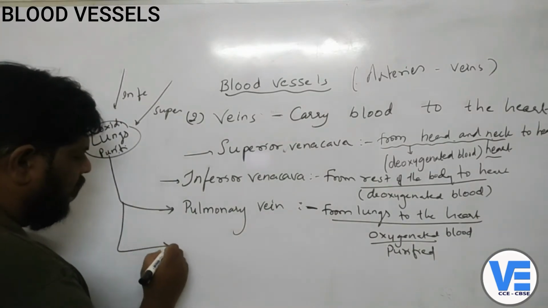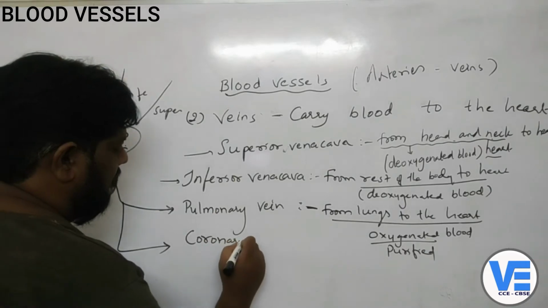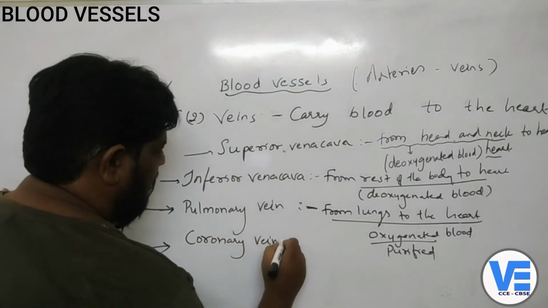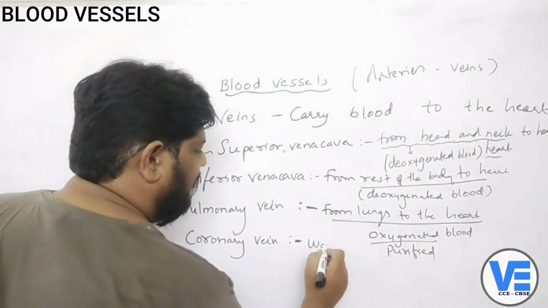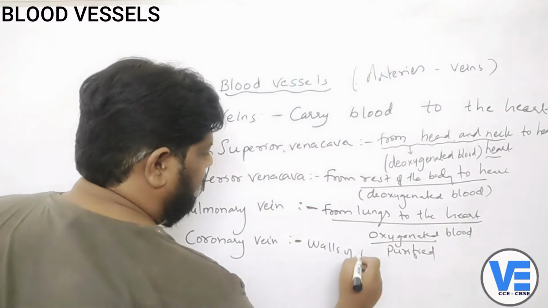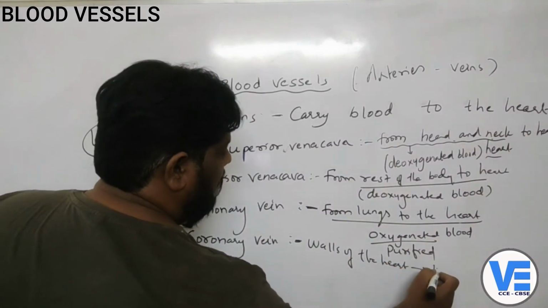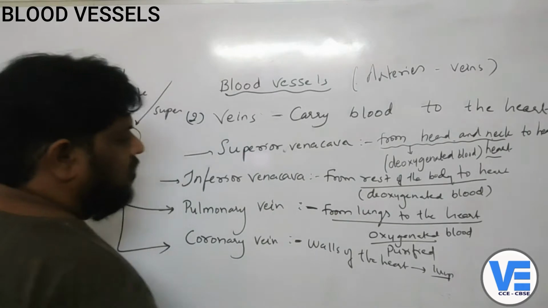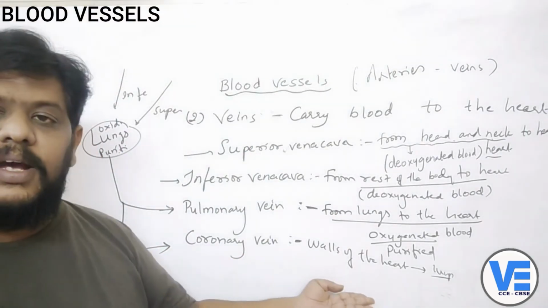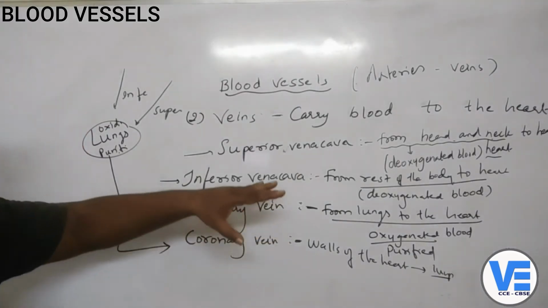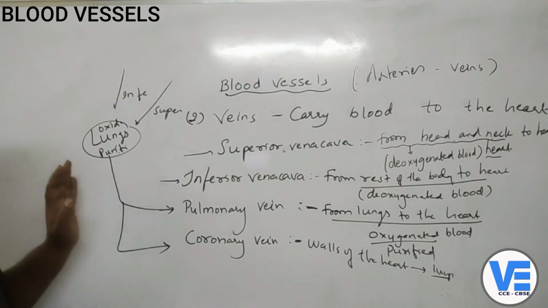Now, the fourth one is also there, which is the coronary vein. This carries the blood from the walls of the heart to the lungs. So this coronary vein carries the blood from the walls of the heart to the lungs. So these are the four blood vessels which are very, very important, right?